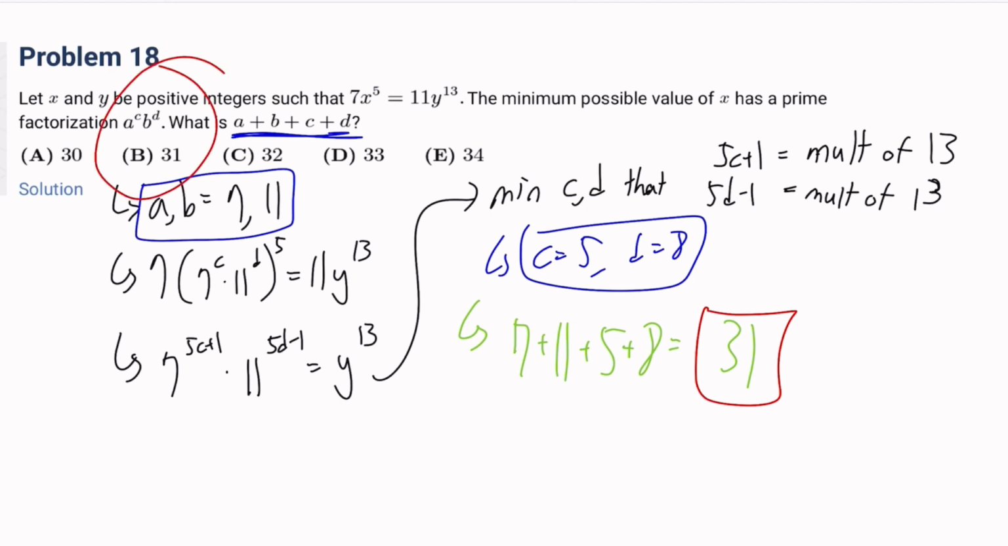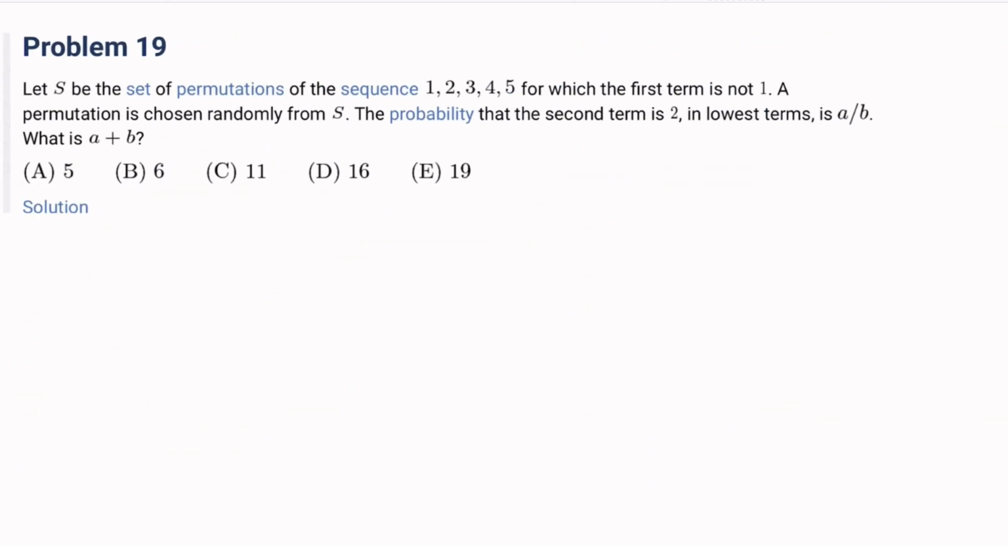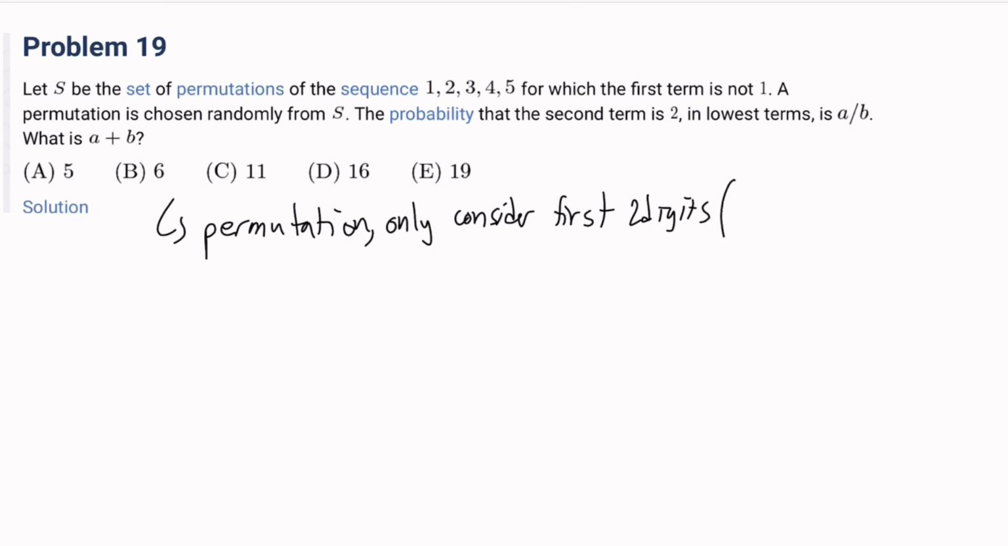Number 19: let S be the set of permutations of the sequence 1, 2, 3, 4, 5 for which the first term is not 1. A permutation is chosen randomly from S. The probability that the second term is 2, in lowest terms, is A over B. What is A plus B? Okay, since this is a permutation, that means we only consider the first two digits. This is because the possibilities for the last 3 digits are all equal, so we don't need to care about the later 3, and we just need the first 2, right?